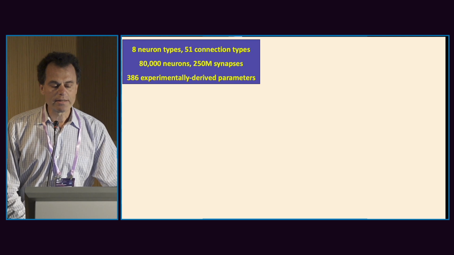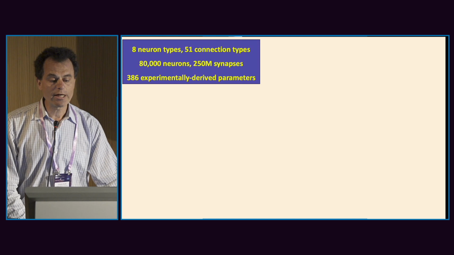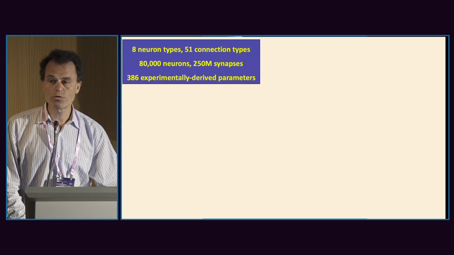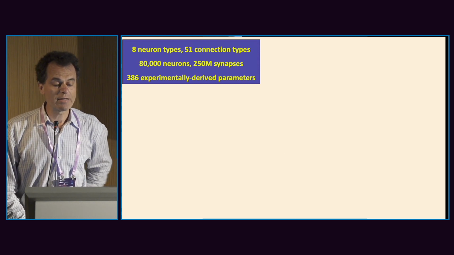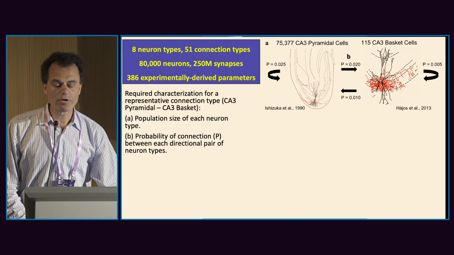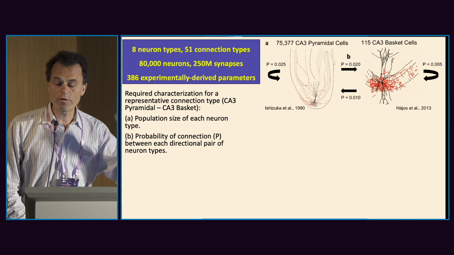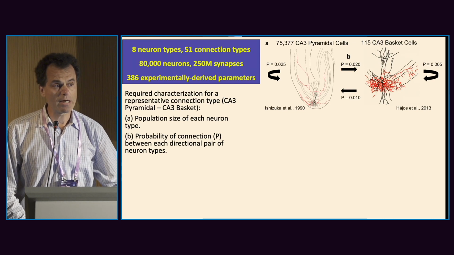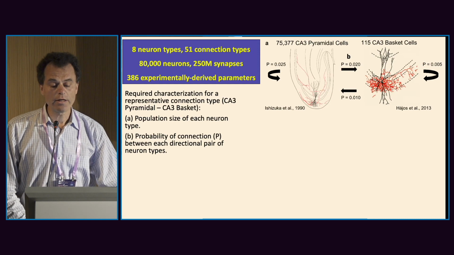So to summarize, the model has 8 neuron types, 51 connections between neuron types, and when you implement it in a network, it boils down to 80,000 neurons, 250 million synapses, and the number of parameters experimentally determined is 386. To illustrate what those parameters are, let me take the example of just 2 neuron types, a CA3 pyramidal cell and a CA3 basket cell, an inhibitory cell type. There are about 75,000 of the first and 115 of the second in a mouse.